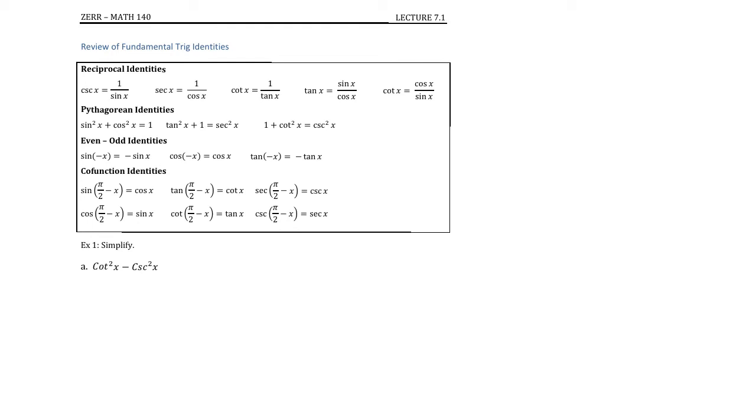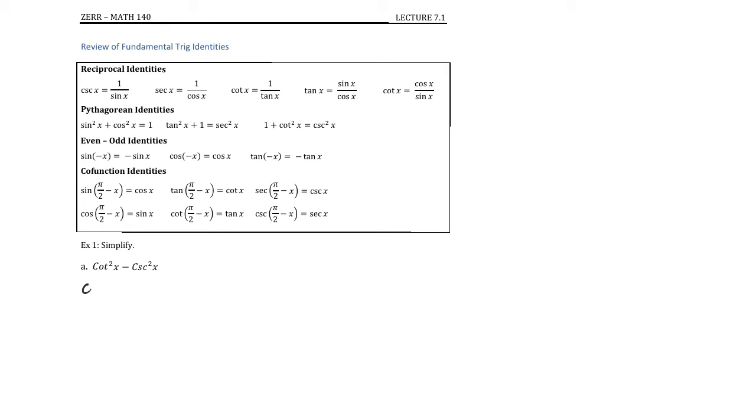Okay, this section is all about proving trig identities. So let me first of all just show you how to simplify an expression. We really need to have all of our identities, everything that we know so far about the trig functions, can come in handy. If I'm going to simplify this, a lot of times it helps just to write it in terms of sine and cosine.